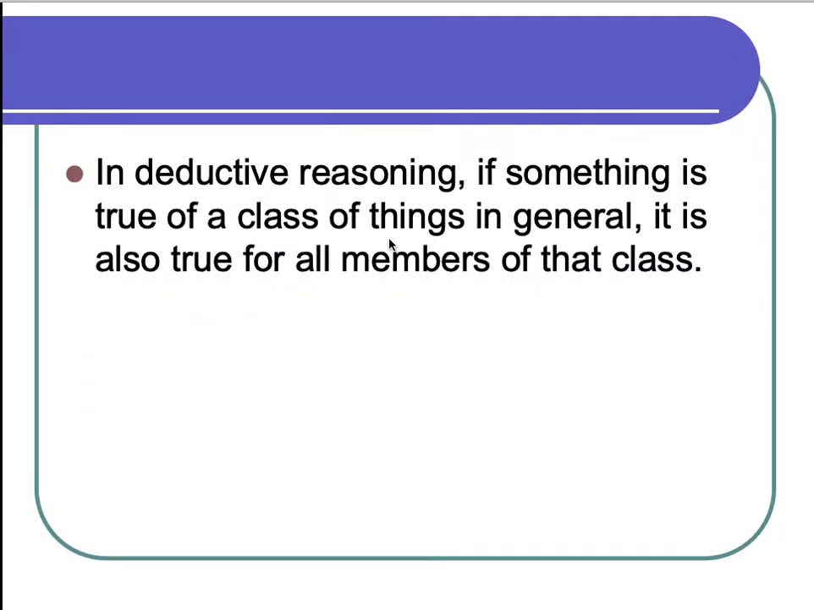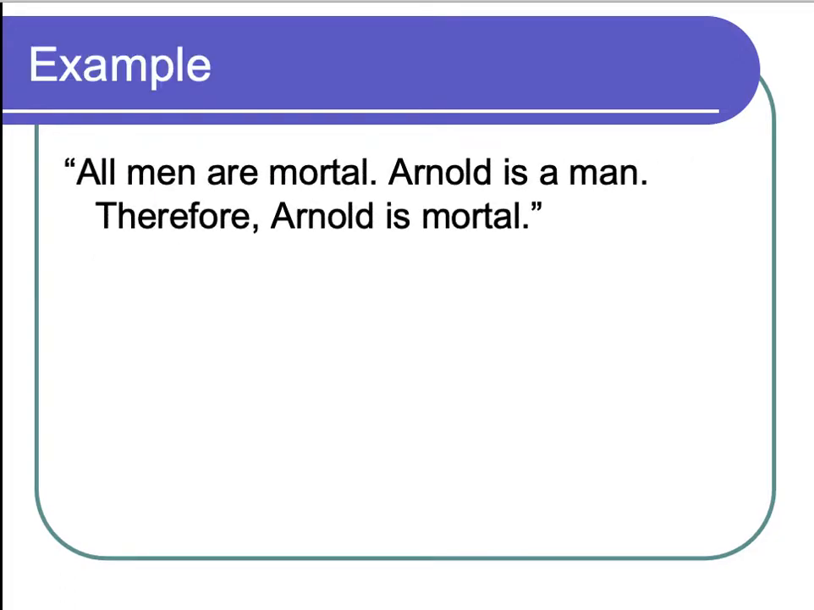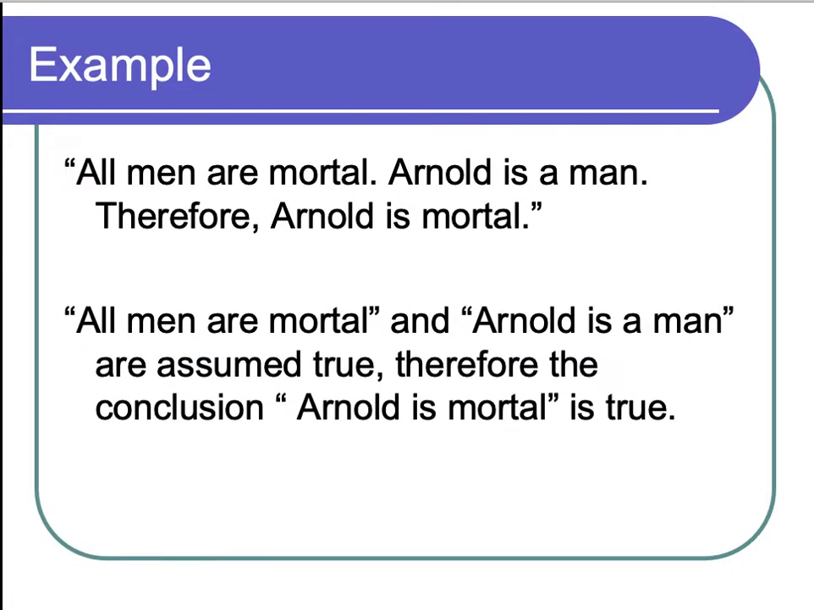Example. So let us define first. In deductive reasoning, if something is true of a class of things in general, it is also true for all members of that class. Example, all men are mortal. Arnold is a man. Therefore, Arnold is mortal. Since all men are mortal and Arnold is a man are assumed true, therefore the conclusion Arnold is mortal is also true.